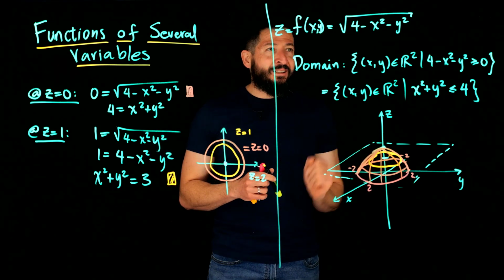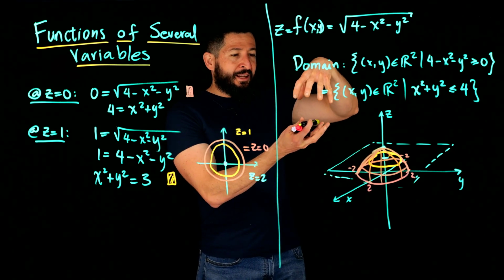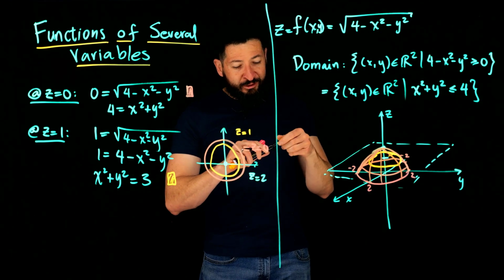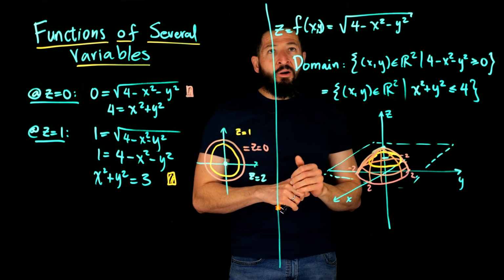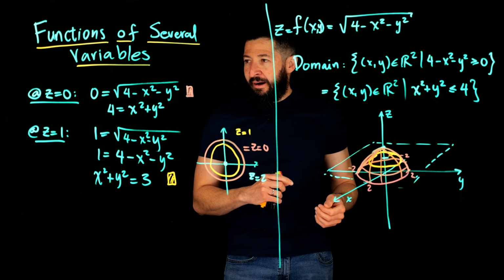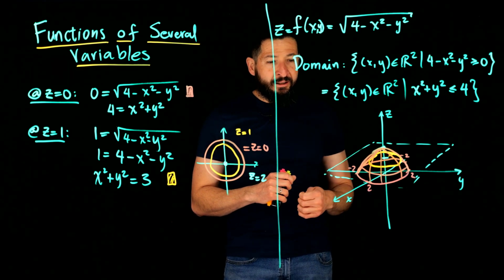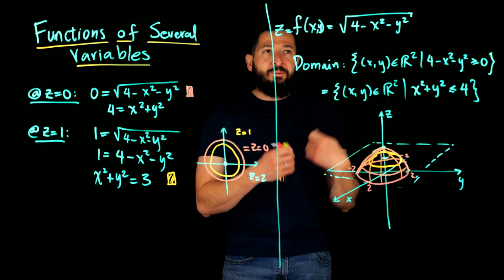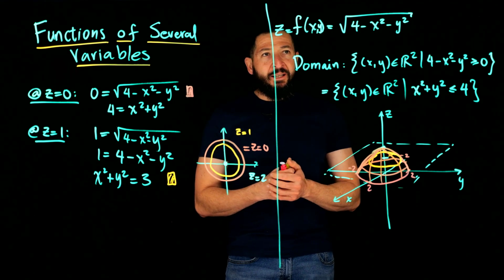So what you get is that this function gives you the upper half of a sphere, so a hemisphere. All right, so let's go ahead and look at another function, and then we're going to stop right here. The next video will be about limits and derivatives.